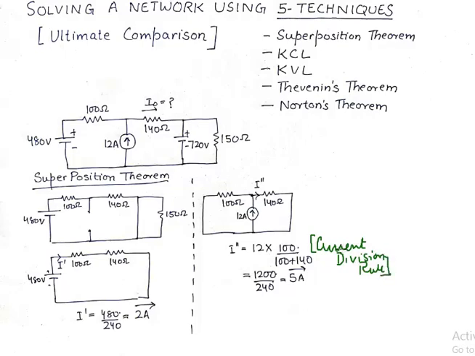That simply states that the total current entering the node, which is 12, into the opposite branch's resistance, 100 upon 100 plus 140, will give me the branch current. So it comes out to be 5 ampere. Now please understand, I've mentioned the direction of the currents in each of the cases that I take up.